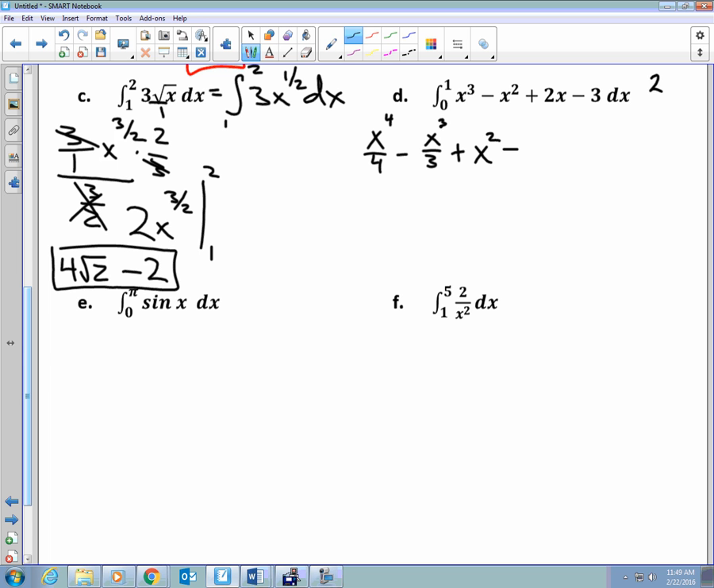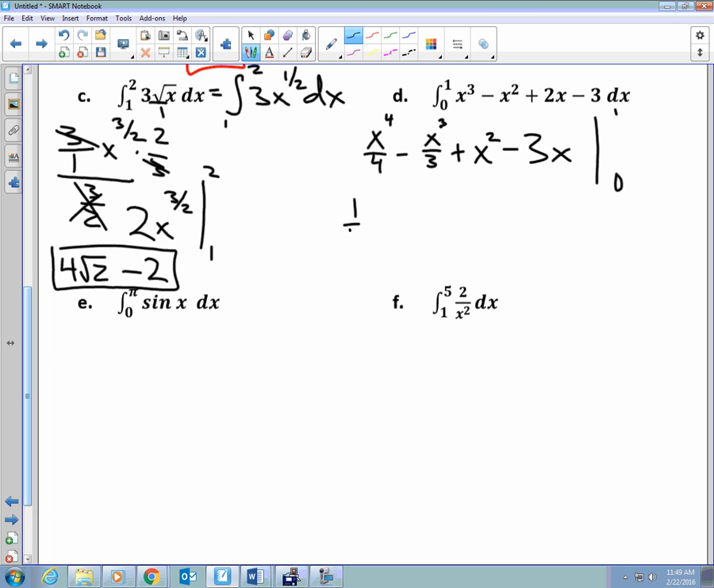So it'll be 2x to the 2 over 2. Okay, so 3 is 3x to the 0. So if you increase it by 1, you get 3x to the 1 and divide by 1. So you get 3x. So the antiderivative of 3 is 3x. Most people just recognize that, what do you take the derivative of in order to get 3? That'll be 3x. Evaluate at 1 and 0.